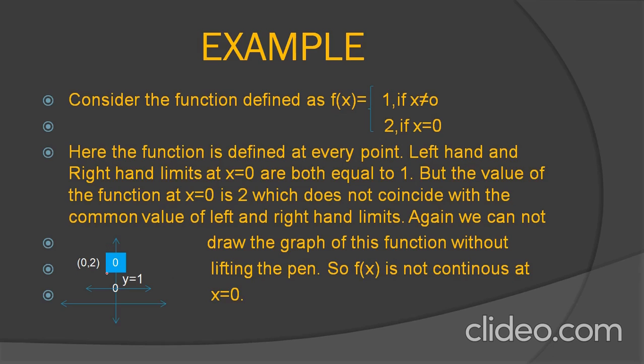From the graph we can see that the value of the function at x equal to 0 is 2, and if we approach x equal to 0 from left hand side, the value of the function we get is 1. Similarly, if we approach x equal to 0 from right hand side, that is points greater than 0, again we get the value of the function as 1. So we conclude that the right hand limit and left hand limit are both equal to 1.